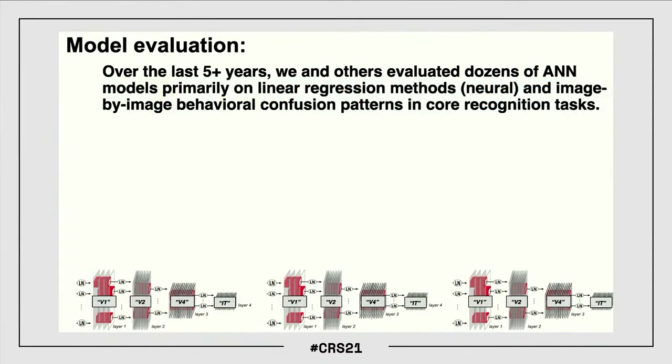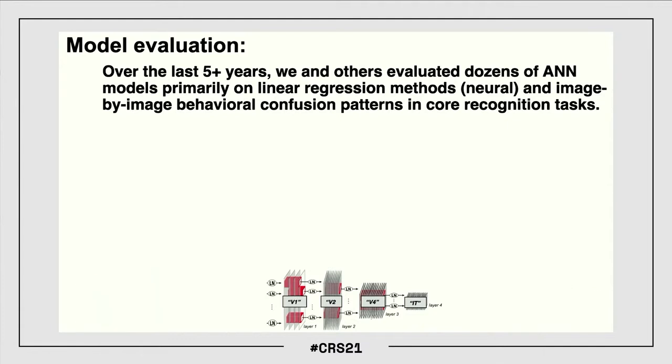Okay, so I want to now shift to give you a state of, that's really all by way of background for those of you who've been following this area. So where are we now? Over the last 5 years, we and others have evaluated dozens of these ANN models, primarily using those linear regression methods for the neural alignment checks that I mentioned earlier, and the image by image behavioral confusion patterns is the way we've been evaluating most of the behavioral tests, and tests like core recognition that I tested you on at the beginning of the talk.